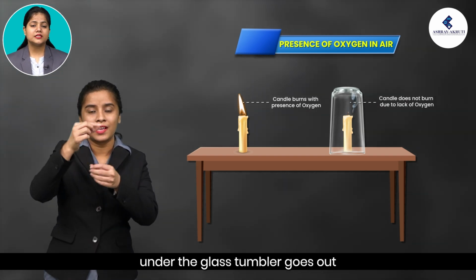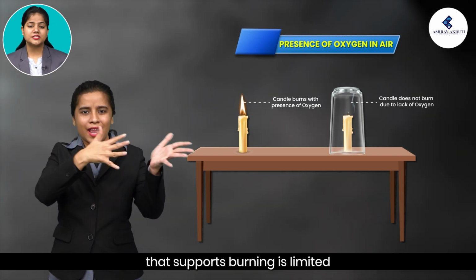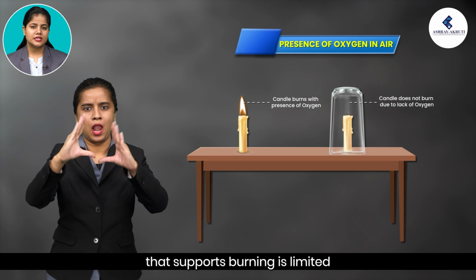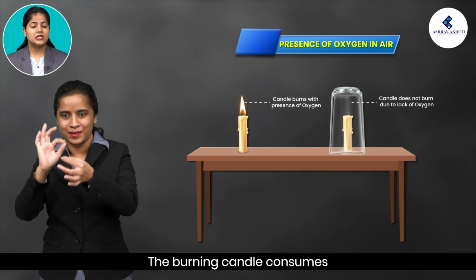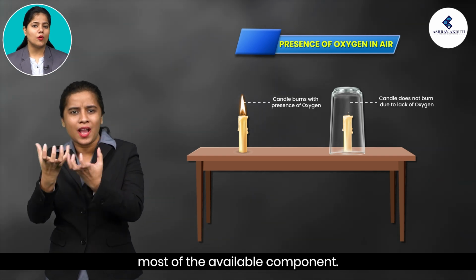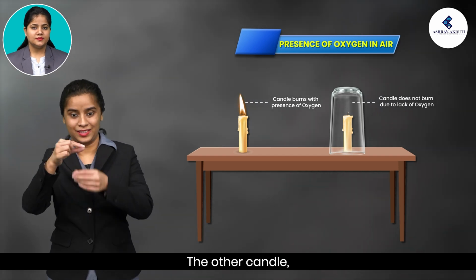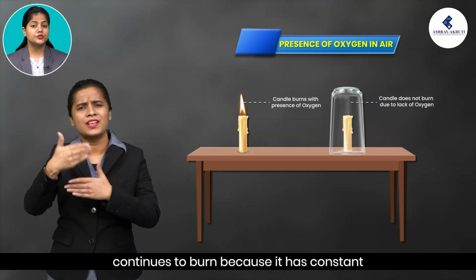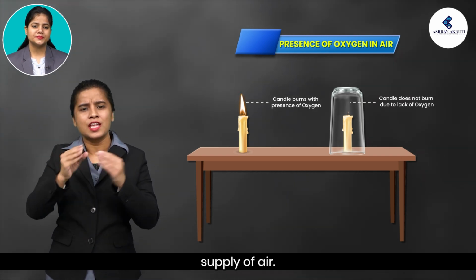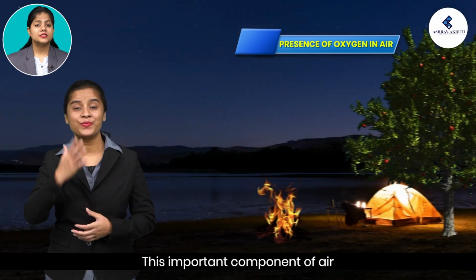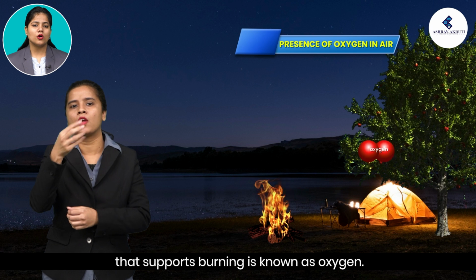The candle under the glass tumbler goes out because the component of air that supports burning is limited inside the tumbler. The burning candle consumes most of the available component. The other candle, however, continues to burn because it has constant supply of air. This important component of air that supports burning is known as oxygen.